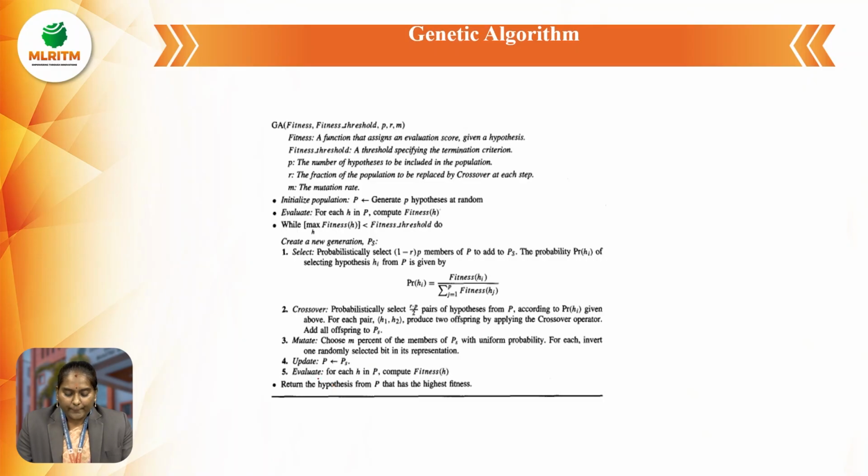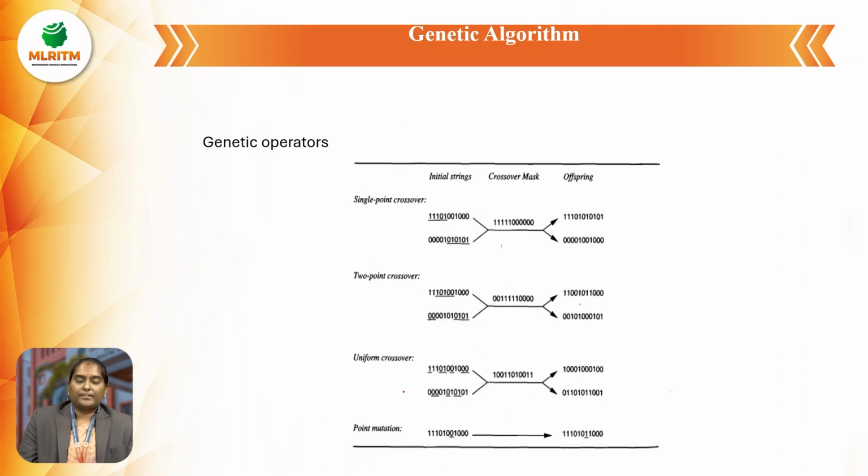Next, fourth one, update: P gets Ps. Evaluate: for each h in P, compute the fitness of h. Return the hypothesis from P that has the highest fitness. So, in genetic operators, we already mentioned the four operations: encoding, selection, crossover, mutation.